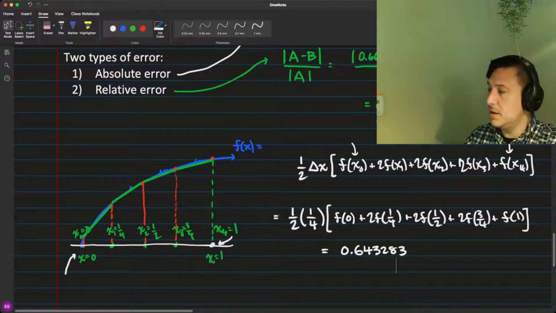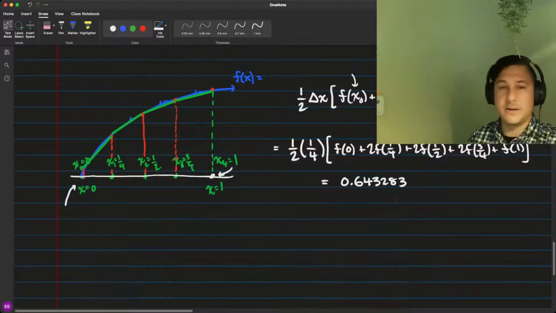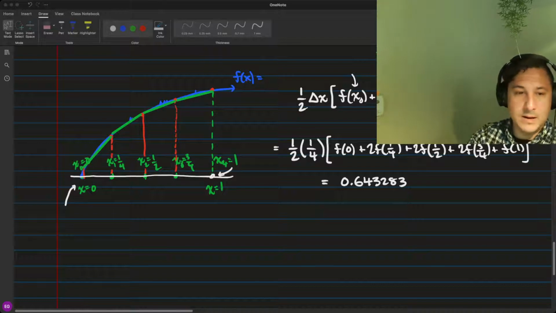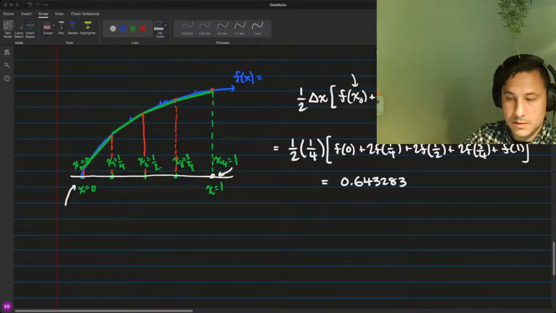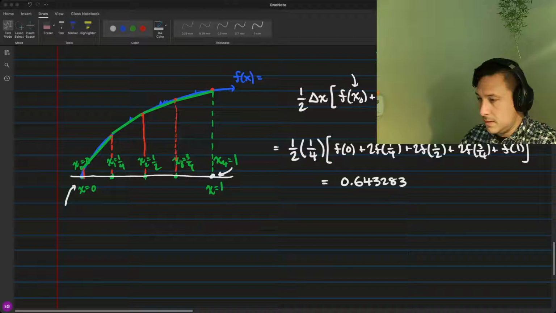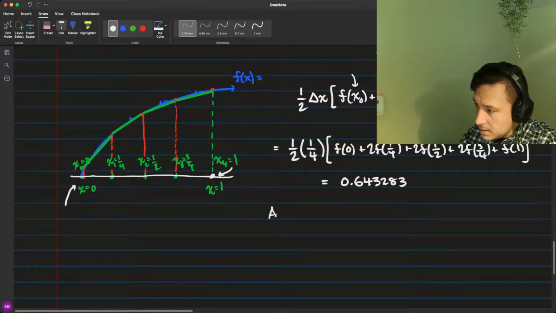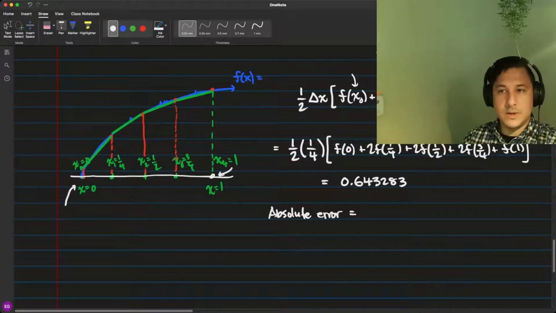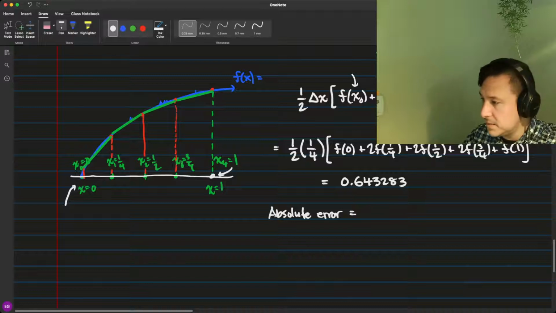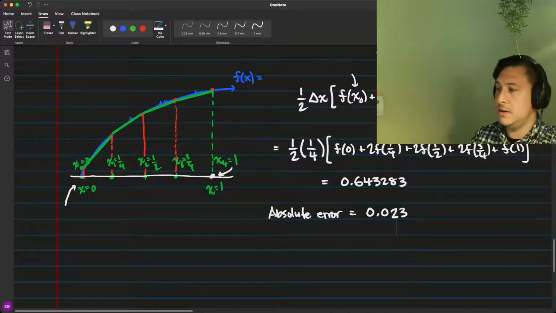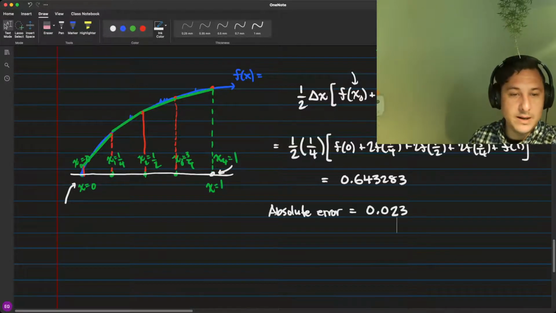0.643283, which is actually really close to the actual answer, right? It was supposed to be 0.666 repeating. So the absolute error between those two things is the absolute error, which is the actual answer, 2/3, minus this. The difference between them is only 0.023.